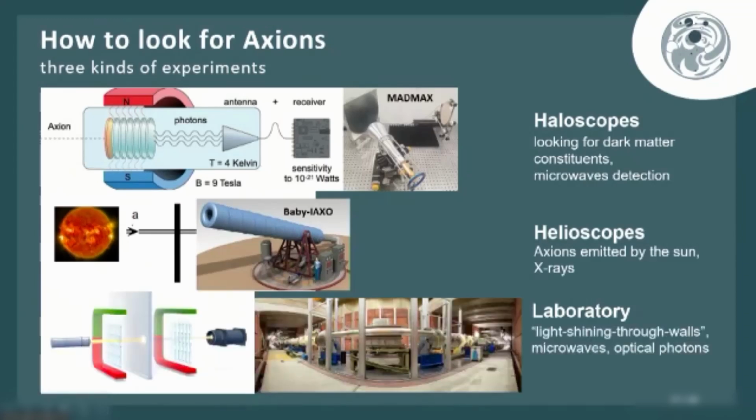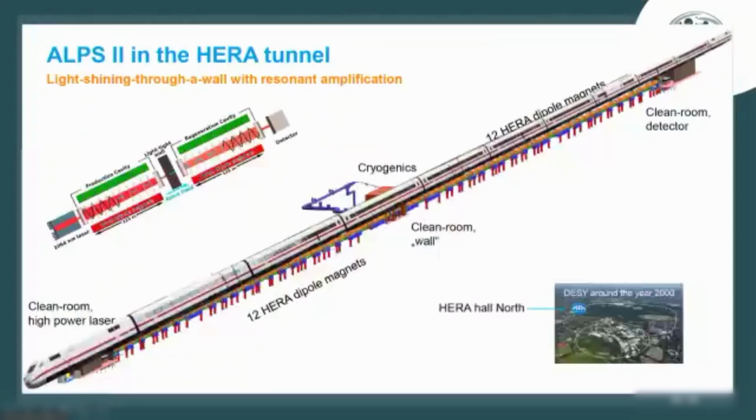And finally, light shining through the wall experiment type, experiments where I use a laser to generate an axion. I put my laser in a resonating cavity. I keep light in there inside a very strong magnetic field, and I put a wall after the cavity. And after this wall, I try to convert any possible axion that would pass through the wall completely undisturbed. I try to convert it back. And indeed, those are experiments that we have not only thought of, but we have built.